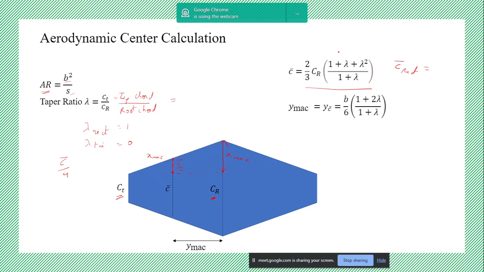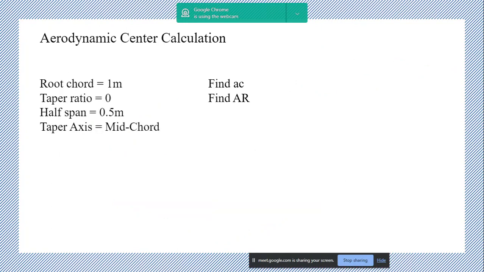Just plug in the values. Lambda for rectangular is 1, so it is 2 by 3 CR times 3 by 2. So C bar for a rectangular wing is nothing but the root chord. And for a triangular wing, it will just be this. Similarly, the YMAC formula is given by b by 6 times (1 plus 2 lambda) by (1 plus lambda), where b is the span and lambda is the taper ratio. Okay, so now let's try solving a simple problem.